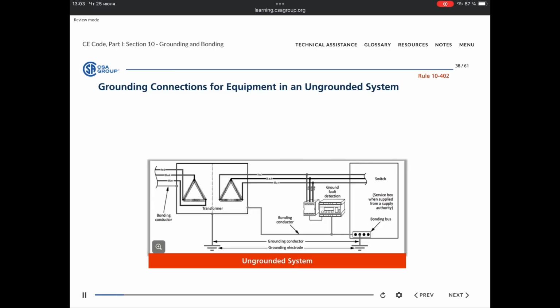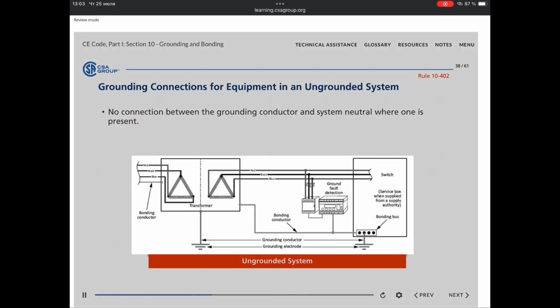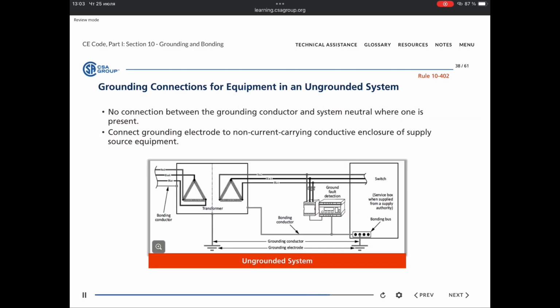For safety reasons, there can be no connection between the grounding conductor and the system neutral where one is present. The grounding conductor shall connect the grounding electrode to the non-current carrying conductive enclosure of the supply source equipment of separately derived systems or the service box.